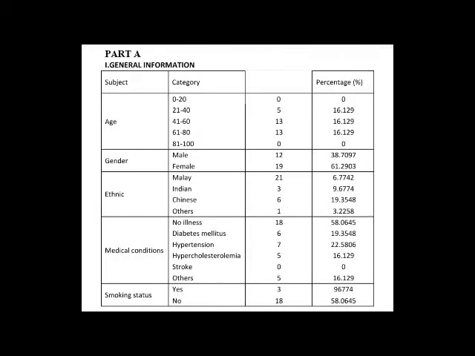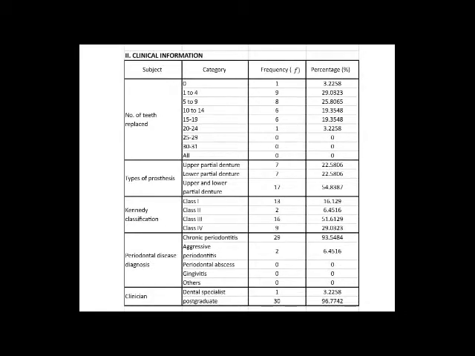On to data analysis. Part A is the general information of the patients. Most of the RPD patients are from 21 to 80 years old. Females are more than males, and the majority of them are Malay ethnics. The most common number of teeth replaced is 1 to 4 teeth, and most of them are from Kennedy classification class 1 and class 3. The majority of them have chronic periodontitis.